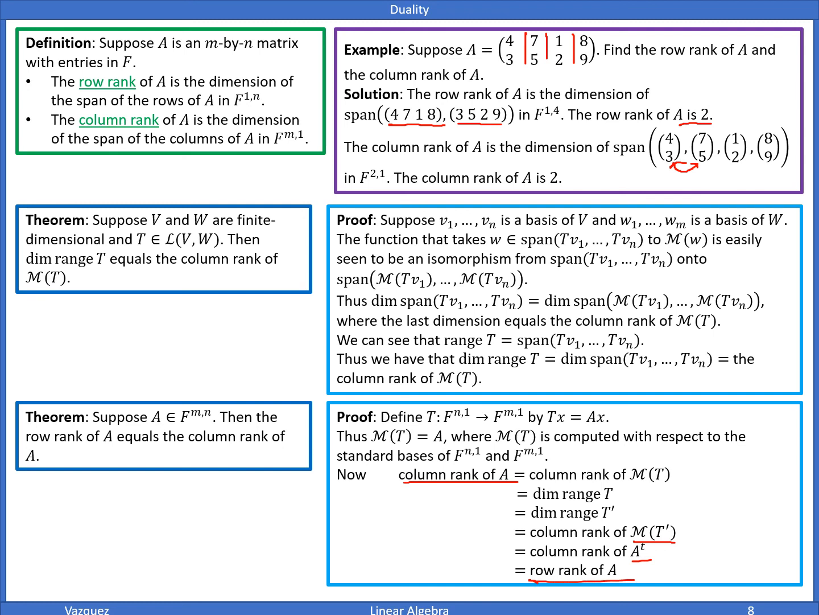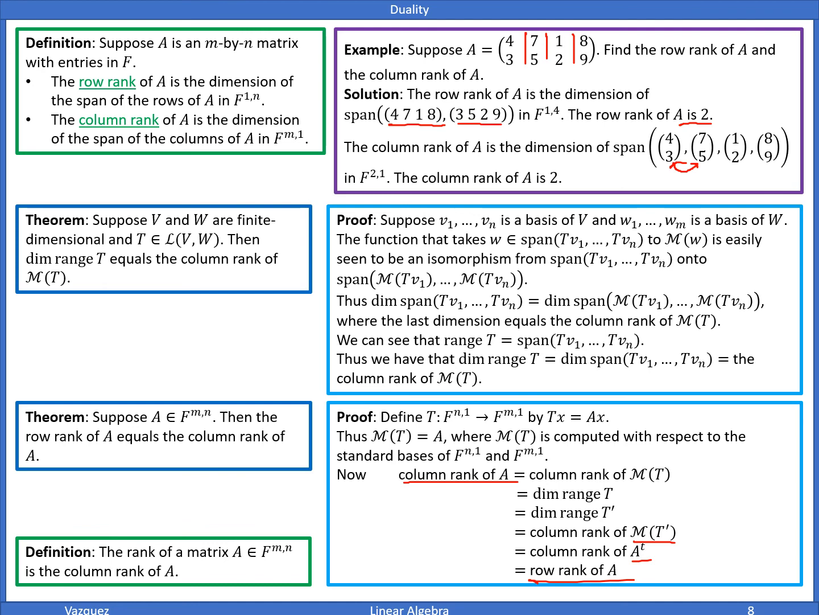So I know this section was quite lengthy. We'll just end with a definition, which is the last thing. So the rank of a matrix A is just the column rank of A, or we can say the row rank of A. Doesn't matter, but that is the rank of a matrix A. And that's our lecture.